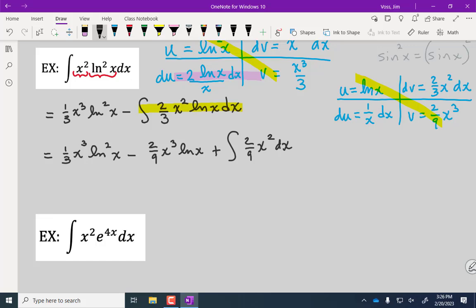Easily? Easily integrable. Power rule. As easy as an integral can get, right? Integrating a power of x is breakfast of champions, right? Integrating powers of x.